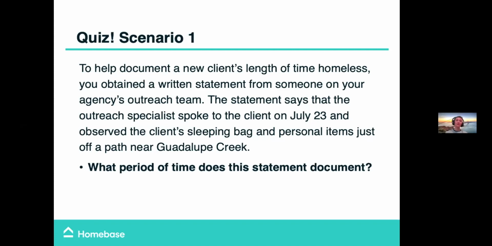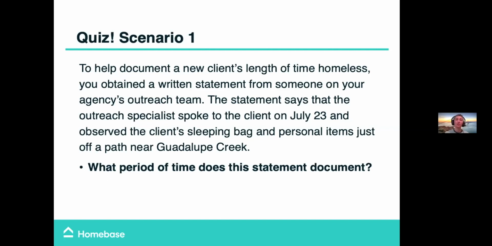So my question here, this is actually the same scenario, right? And we've established in the last quiz that when you get that written statement from someone on your agency's outreach team, that the outreach specialist observed the client in their living situation on July 23rd, that is third-party evidence for a number of reasons. My question to you now is, what period of time does this statement document?